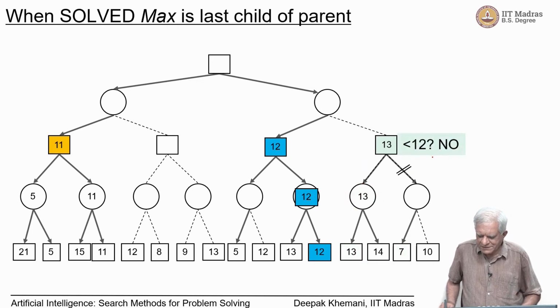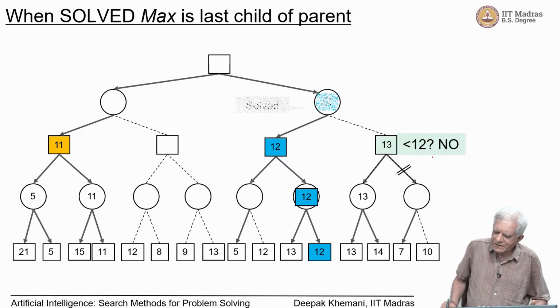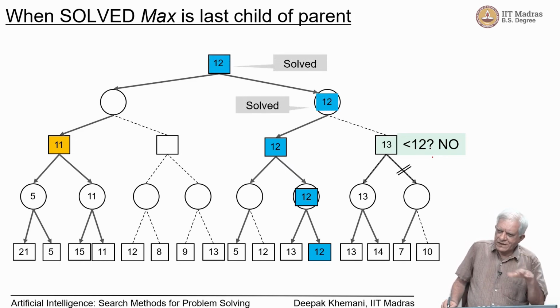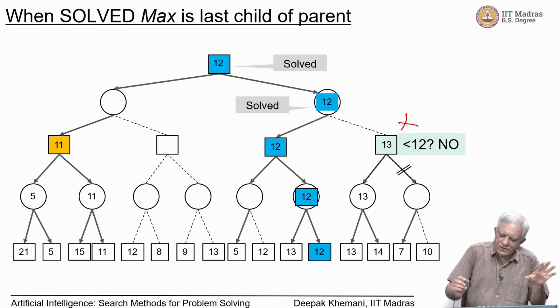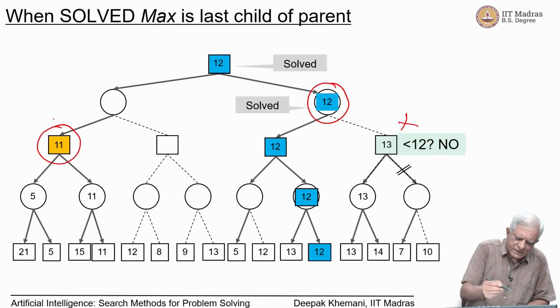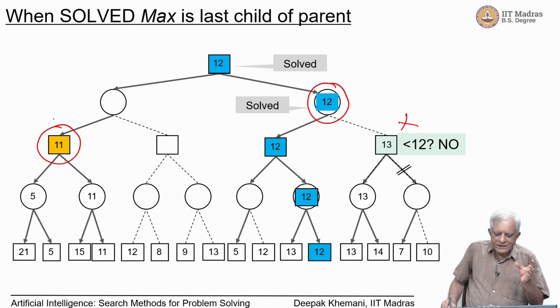So, that happens. Is this value less than 12? It is not less than 12, which means its min parent, which was getting 12 from its left child, is not going to accept this. So, it is going to accept the value from its left child, and the min parent becomes solved essentially. So, there are two clusters still here. One is this one with the value 12, and the other is the one with the value 11 essentially.